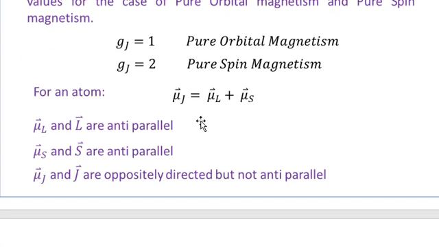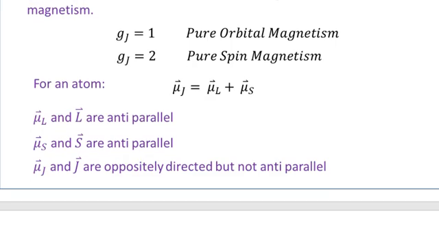For an atom, the total magnetic moment of the atom, which is mu J, will be equal to mu L plus mu S. So mu J is given by the vectorial sum of the orbital magnetic moment and the spin magnetic moment, and we can get the final result, which is the total magnetic moment of the atom. So mu L and L are antiparallel, mu S and S are antiparallel, mu J and J are oppositely directed but not antiparallel. This is what I have also discussed in the previous pages.